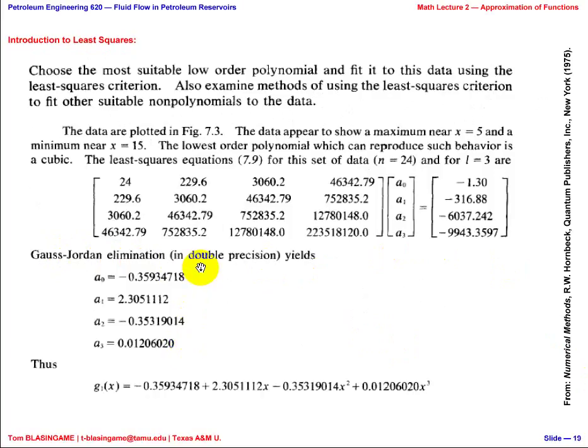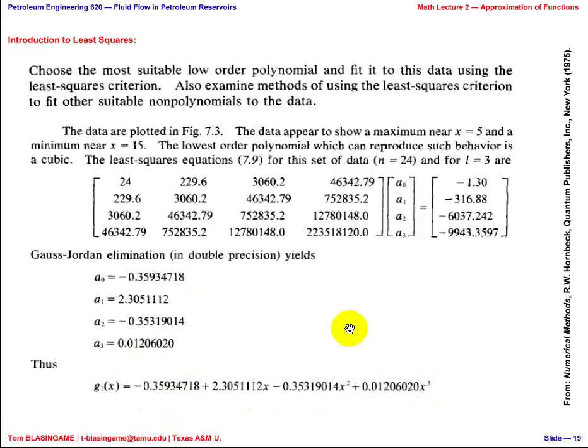I believe that there is a slight error in this calculation. I believe that there is, in the textbook, a slight error in here. You may want to check that if this is assigned. Okay. And then the final equation looks like this.